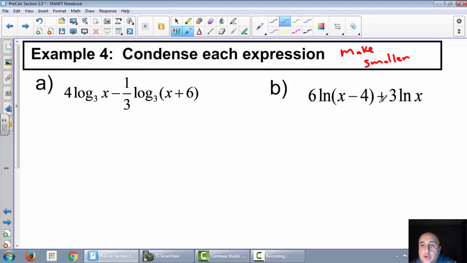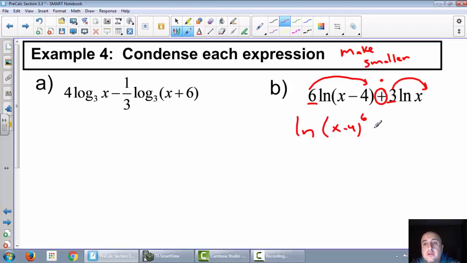Okay, so what do we notice? We have a plus, so that's probably going to mean multiply. And we have some numbers in the front, and those are going to be our exponents on each of our terms. Okay, so let's do the exponents first. So I have ln of (x minus 4) to the 6th power plus ln of x, and the 3 goes to the exponent on the x. Okay, so that's step 1. We've turned our coefficients into exponents.